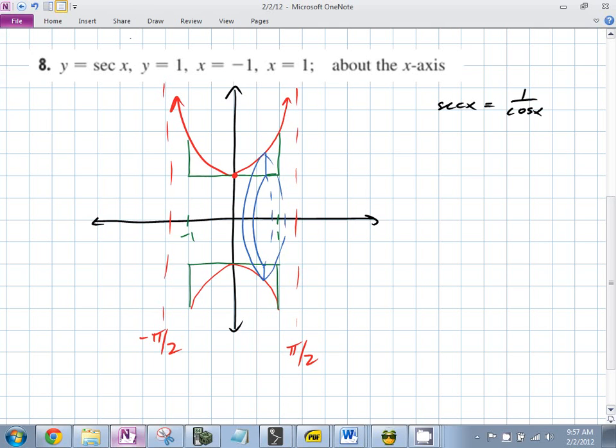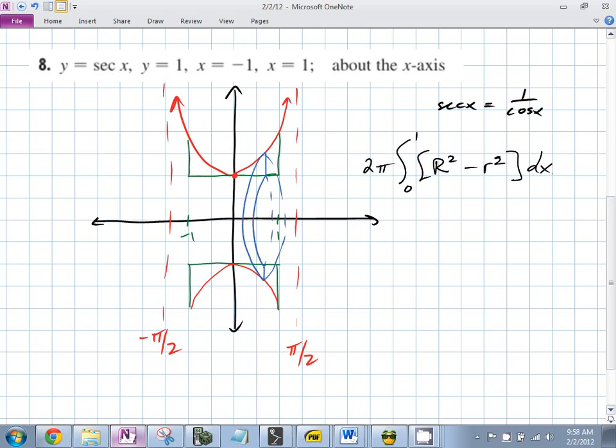So instead of going from -1 to 1, what can we integrate from? 0 to 1 and just double it, right? And it's going to be 2 pi times the big radius squared minus the little radius squared dx, right? Why is it dx and not dy? Because the washer is perpendicular to the x-axis, exactly, right.